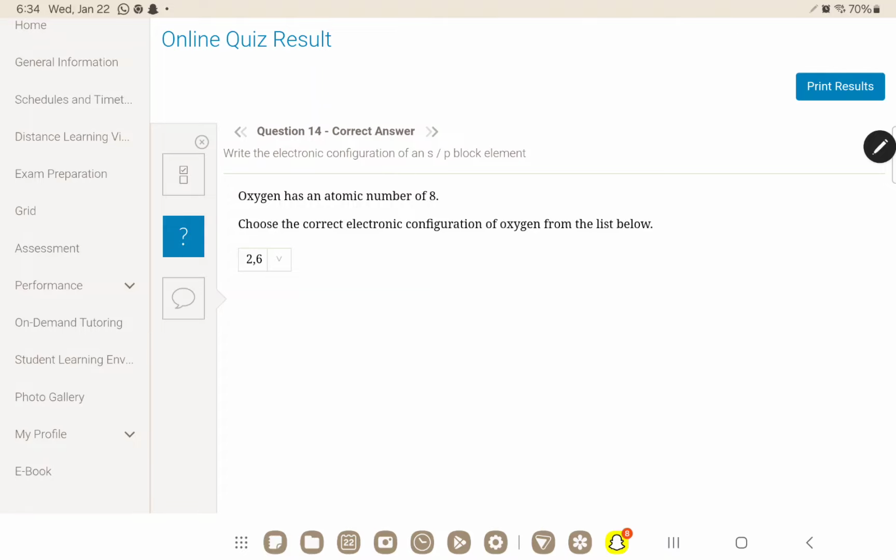Okay, for this question, oxygen has atomic number of 8. So 8, like we said, the first level can only carry 2, then 8 minus 2, you'll be left with 6. This one is like this.